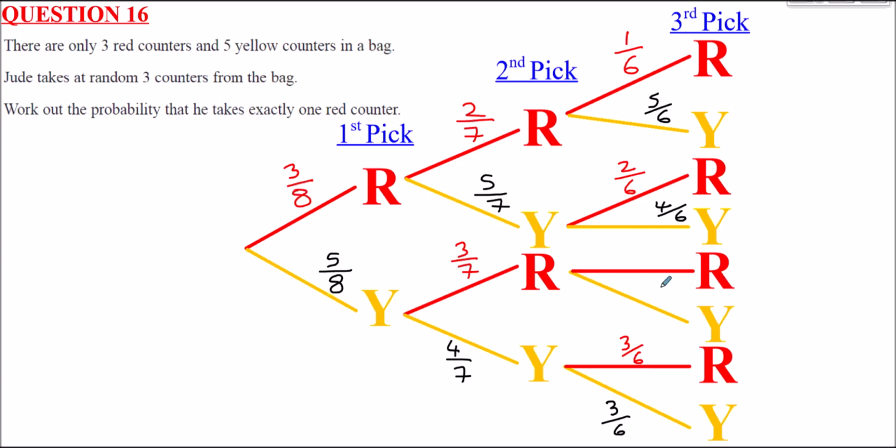And this final branch here is if you pick a yellow first and then a red. If you pick 1 of each, a yellow and a red, there'd be 1 less red and 1 less yellow.